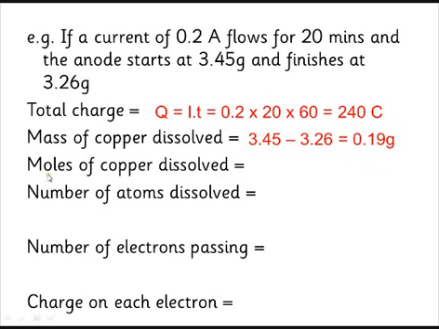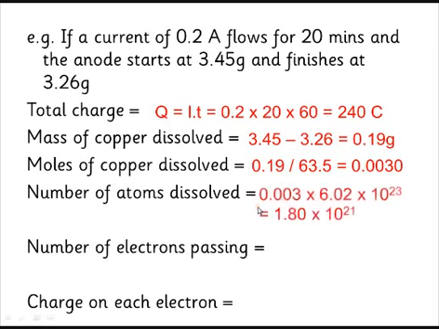This is where it gets a bit tricky. You need to turn that into moles. So we need to know that 1 mole of copper is 63.5 grams. So we haven't got 63.5 grams, we've only got 0.19 grams. So we've got 0.003 moles of copper.